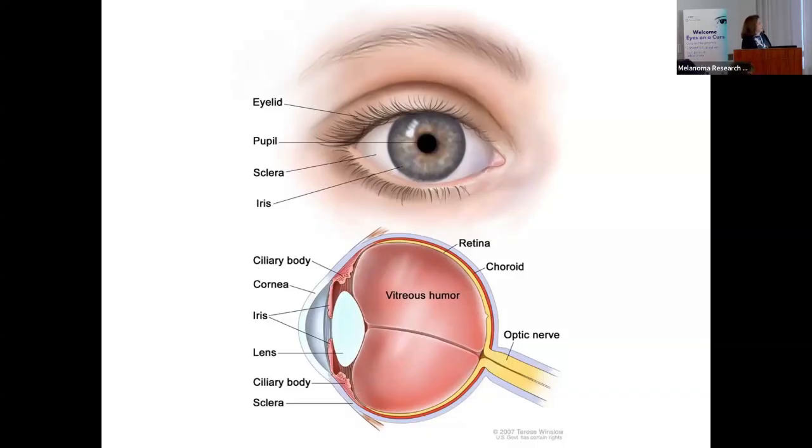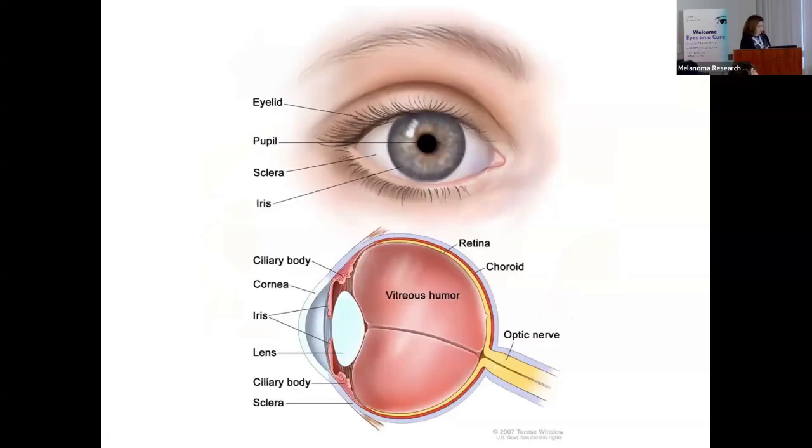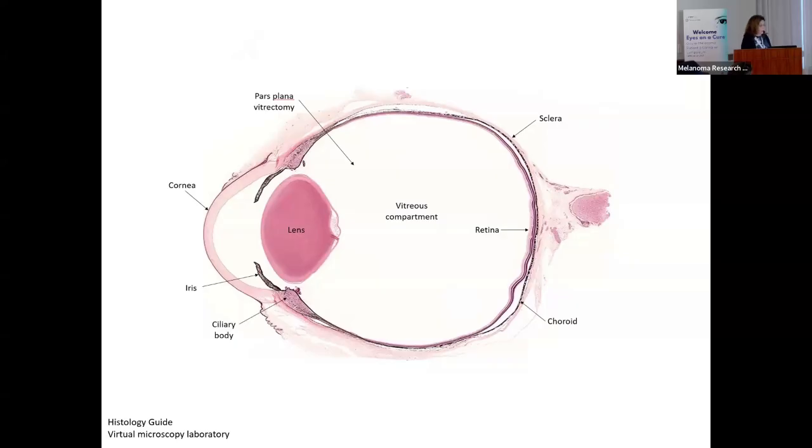All right, so everybody knows what the eye looks like, and this is just a basic diagram here. What I'm going to show you on the next image is a real eye cut in cross section, so a histology of the eye, an eye that was removed. And we're going to go over these structures. The ciliary body, the choroid, the retina, and the iris are structures that you will see in this human eye.